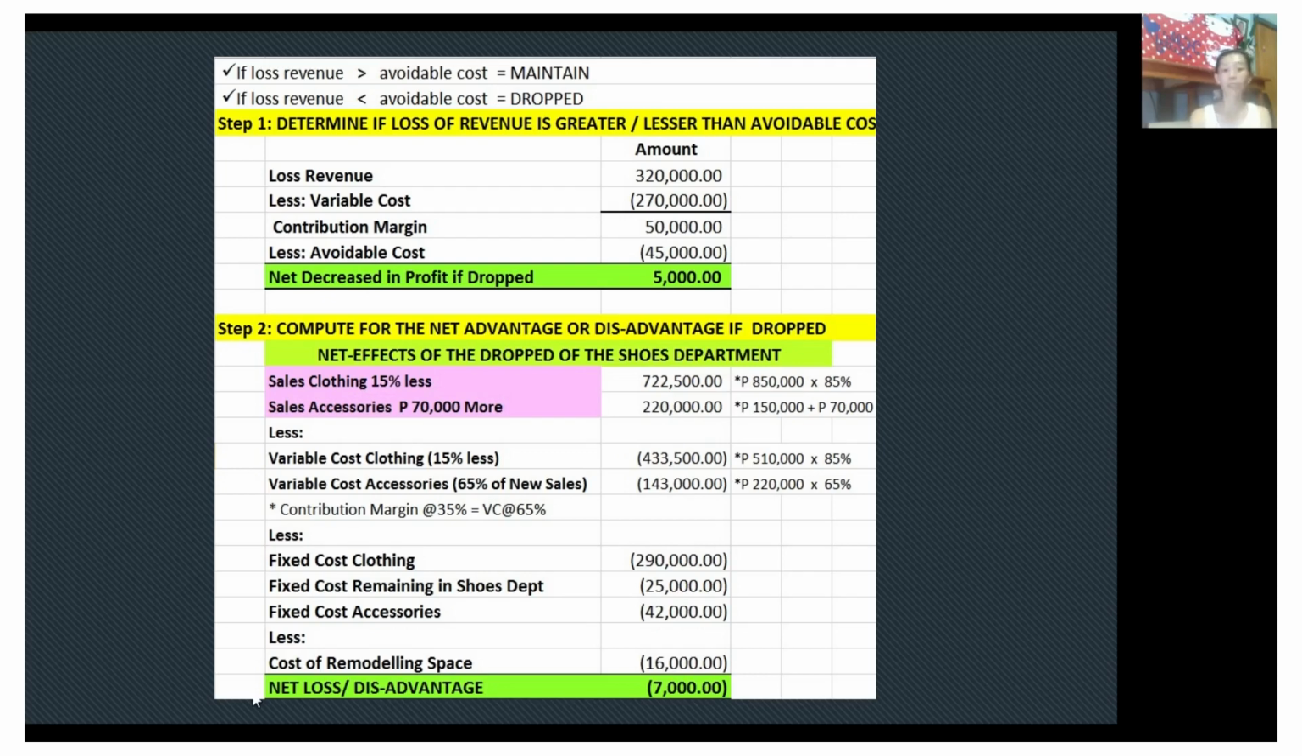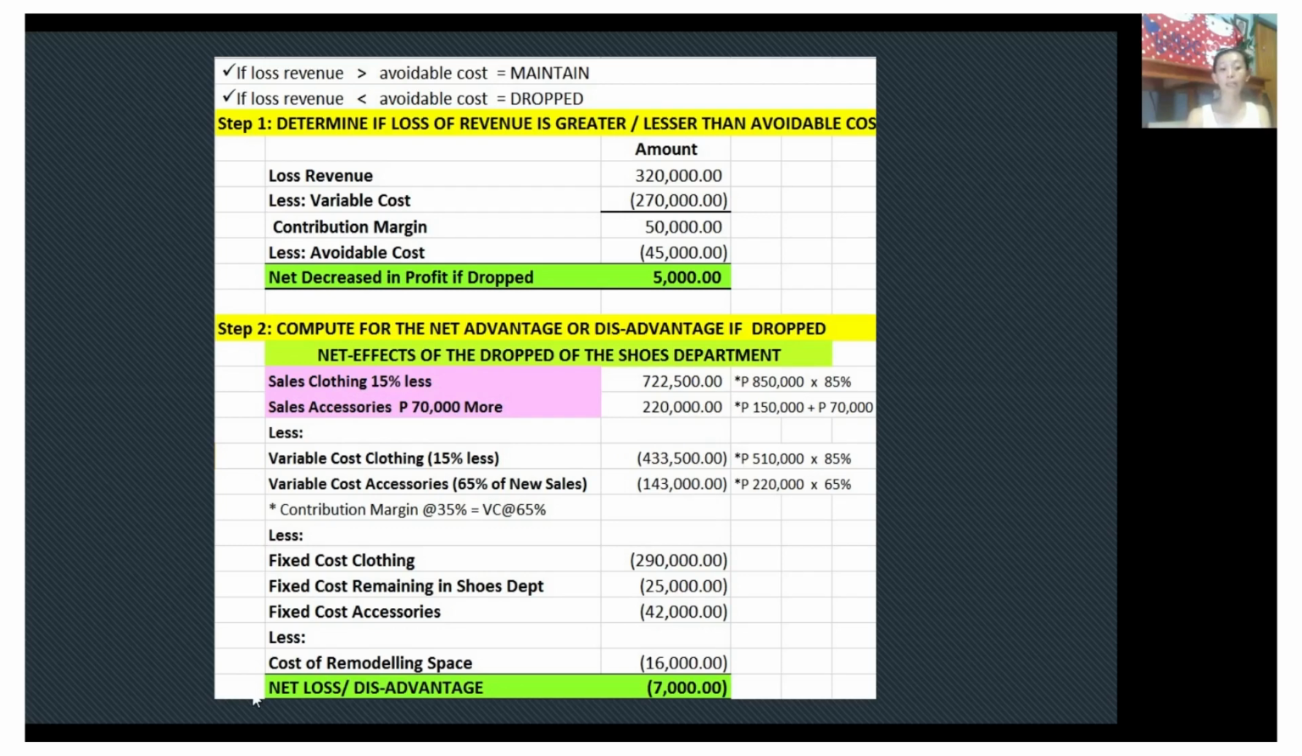So last na itong fixed cost ni clothing, fixed man siya, so wala siya yung movement. So 290,000 pa rin. Fixed cost remaining in shoes. Ano na yung fixed cost remaining in shoes? We identified nga si shoe department, bahala na siya o nawala siya, 45,000 na eliminated nga cost or cost avoidable. So ang the rest ato stays. So bisag wala na nag-operate si shoes, naa pa rin siya yung remaining fixed cost which is 25,000. The remaining 70,000 minus 45,000 is 25,000.